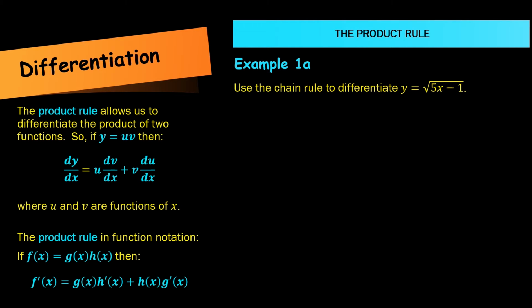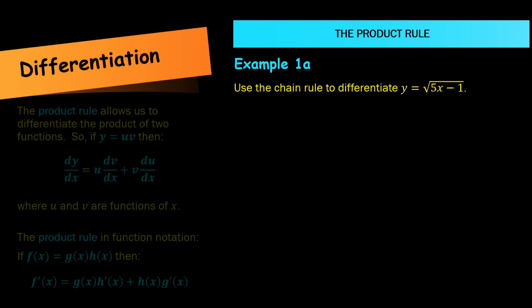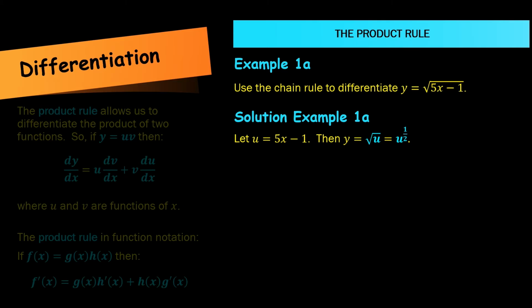So let's take a look at part A first. We are required to use the chain rule to differentiate y equals root 5x minus 1. So let's solve this. We're going to begin by letting u equal 5x minus 1, because this is the bit that makes it more tricky for us to differentiate y. We can now say that y equals root u, which equals u to the power a half.